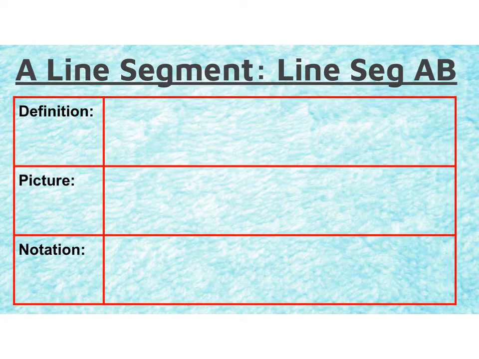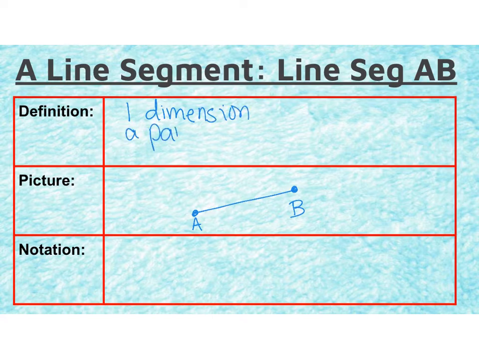Next up, we have a line segment. And if you think about what's the difference between a line and a line segment, a line segment is part of a line. So in this case, if a student just did this, this would be okay. So we're going to put A on the end and B on the end, and it includes all of the points in between. So this is also one dimension. It's a part of a line. And it has 2 endpoints.